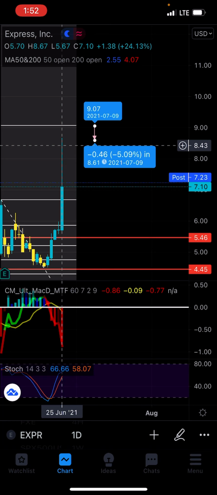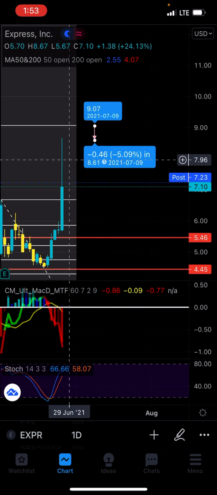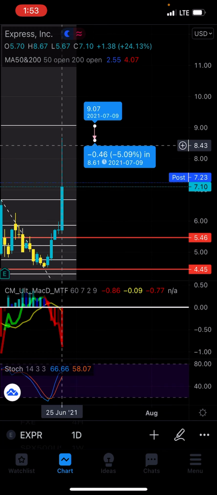Highs of Express today were $8.67, which is basically right on the top right there. So I would have started selling, more than likely, as soon as it hit $8.60, or as soon as I saw it touch $8.60 I would have immediately begun to sell, if not a little bit sooner, which is the $8.50 mark.